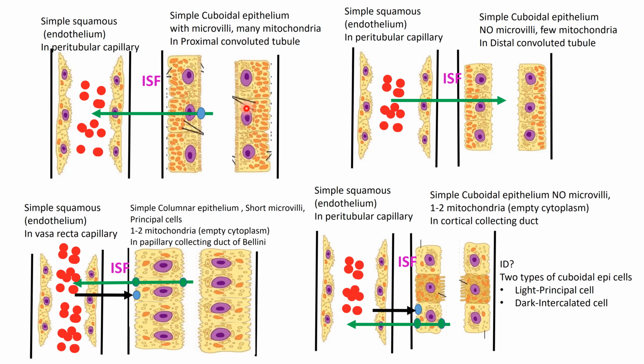And then, if simple squamous endothelium and simple cuboid epithelium with microvilli, lots of mitochondria, are looking at each other, then you know that we are doing an exchange at the proximal convoluted tubule in the cortex. The same thing here. If the endothelium is facing a simple cuboid epithelium with no microvilli, less mitochondria, then you know that we are looking at an exchange at the distal tubule.